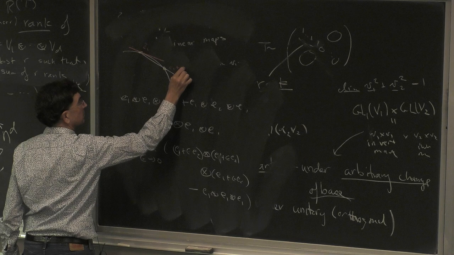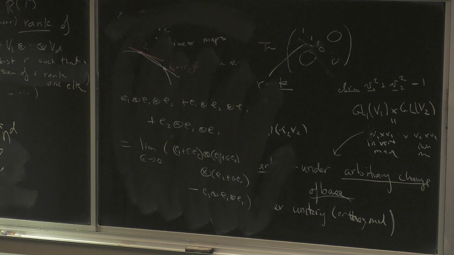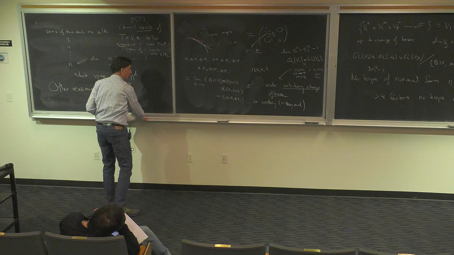And I take a limit of secant lines, I get a tangent line. So maybe we should look for other feasible subsets. And those are supplied to us.